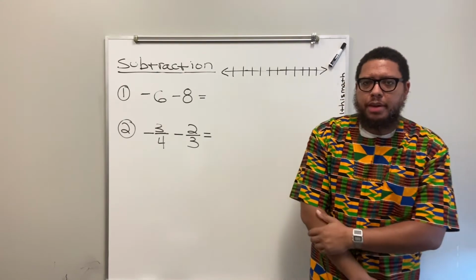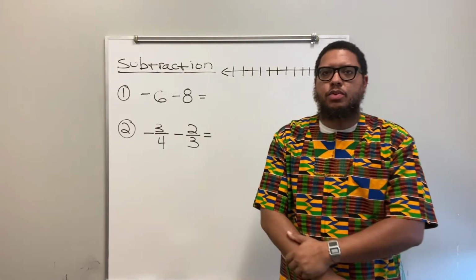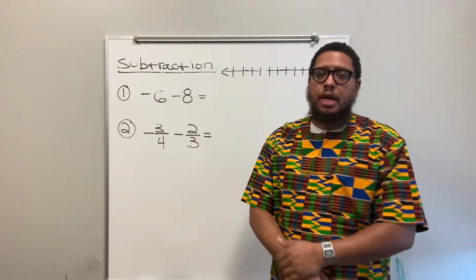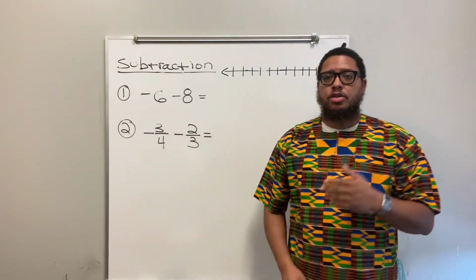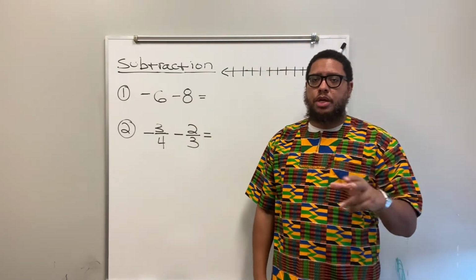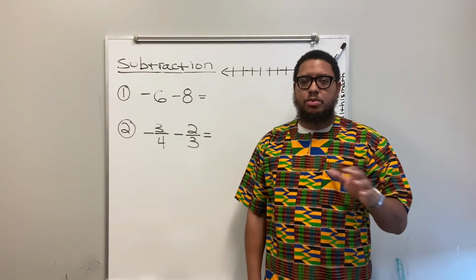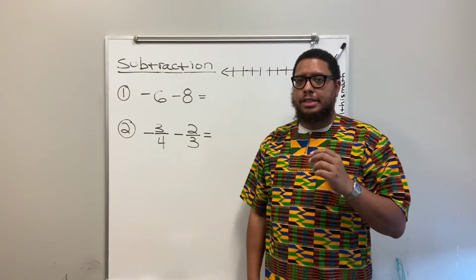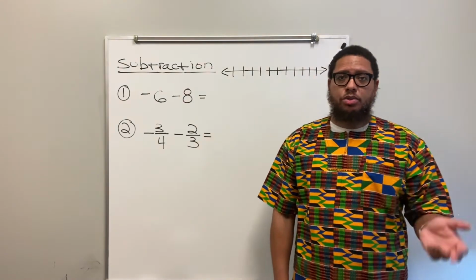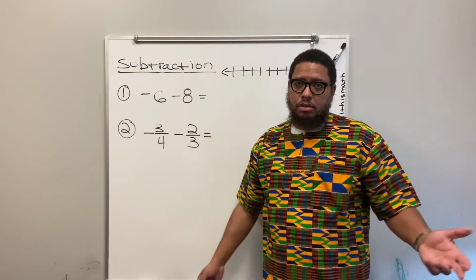Welcome back to All This Math, and for today's lesson we're going to get into some subtraction. I got two examples up here. The first example includes two integers, right? Numbers that don't have a decimal or a fraction part. And the second example includes two rational numbers, or two fractions, basically.